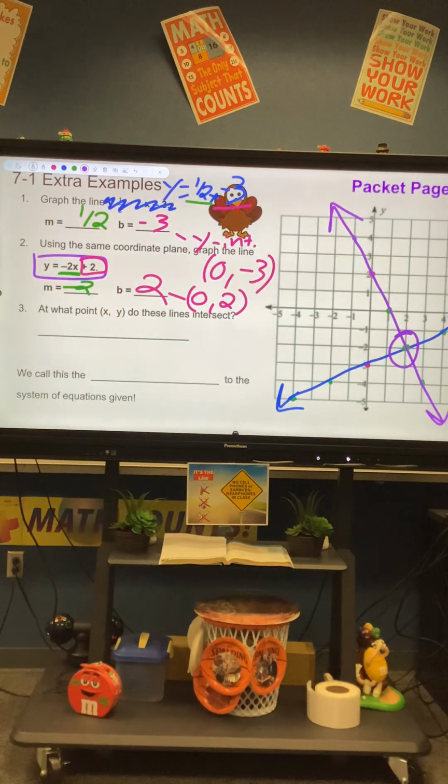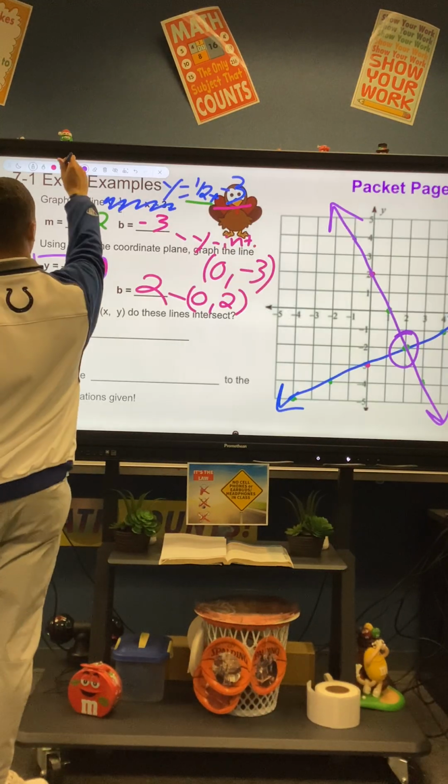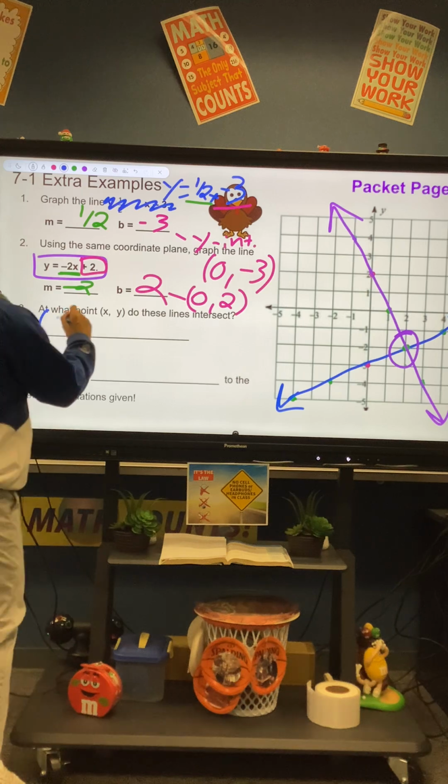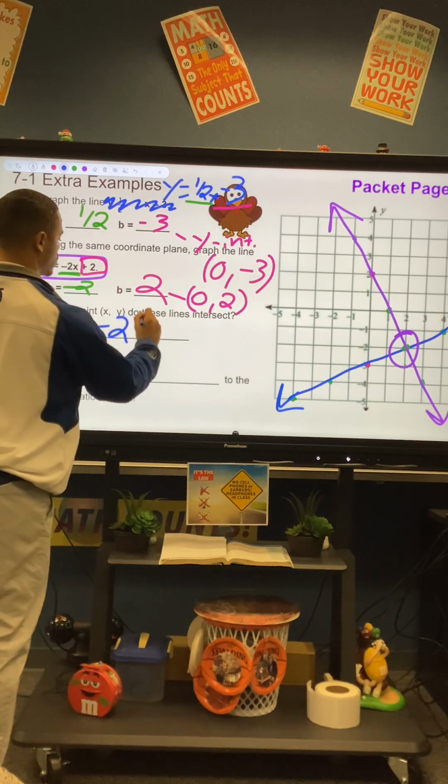Y'all see something, right? Where the two lines intersect, that is your solution. So what's that point that they intersect at? Davion, what's the point that my lines intersect at? -2 and 2. Flip it though. Your x has to come first, so it's going to be 2, -2.